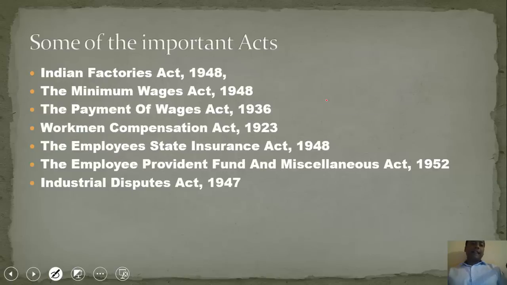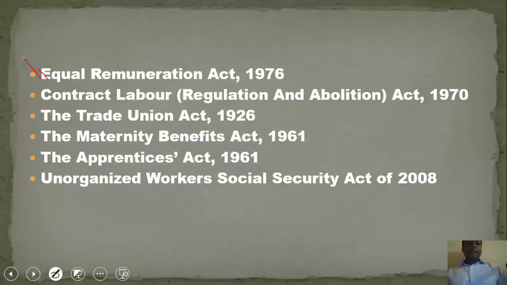Now we will discuss some of the important acts which we will have to study in brief, as questions are asked from these. The first one is Indian Factories Act 1948, second is Minimum Wages Act 1948, third is Payment of Wages Act 1936, fourth is Workmen Compensation Act 1923, fifth is ESIC Act 1948, sixth is EPF and Miscellaneous Provisions Act 1952, then the 1947 Industrial Disputes Act, Equal Remuneration Act 1976, Contract Labor Regulation and Abolition Act 1970, Trade Union Act 1926, Maternity Benefits Act 1961, Apprenticeship Act 1961, and Unorganized Workers Social Security Act 2008. There are more acts also, but we have to have a brief idea of some of the important acts.